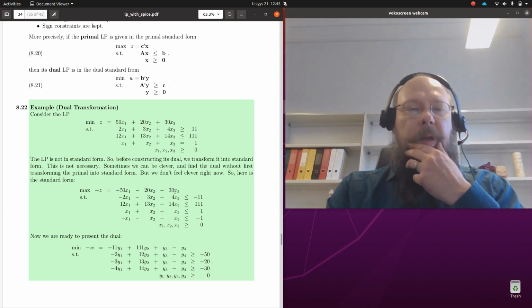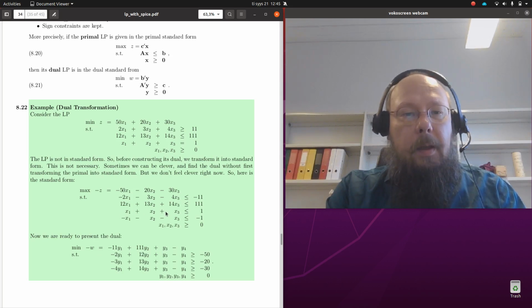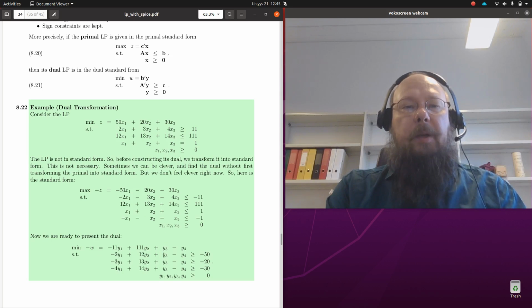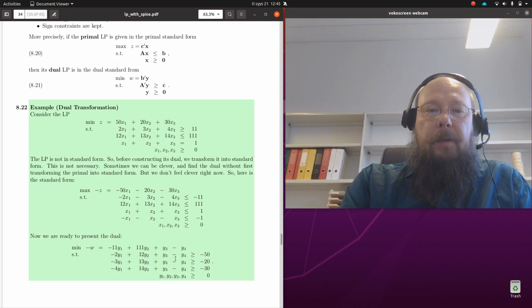Okay. Then the second column here comes from the second row here. So 12, 13, 14. So this is the 12, 13, 14 here. The third row here is 1, 1, 1. Yes. So it becomes the third column here. So 1, 1, 1. And the final constraint is minus 1, minus 1, minus 1, so it becomes here minus 1, minus 1, minus 1.